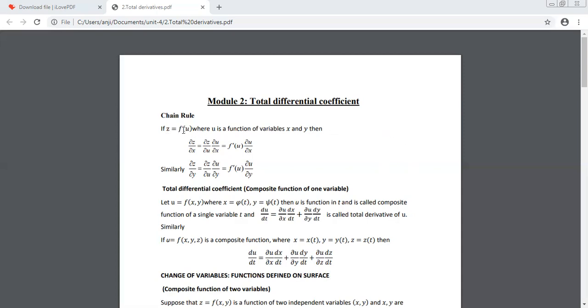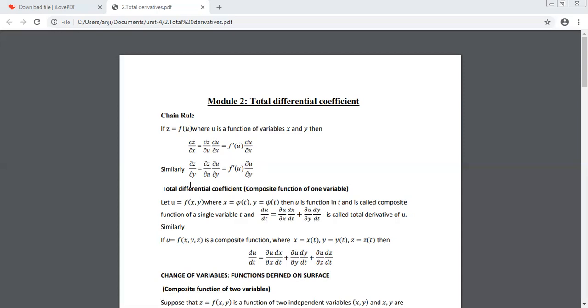So if z is equal to f of u, where u is a function of variables x and y, then ∂z/∂x is equal to ∂z/∂u into ∂u/∂x. So that equals f dash of u into ∂u/∂x. Similarly, ∂z/∂y is equal to ∂z/∂u into ∂u/∂y. That equals f dash of u into ∂u/∂y.